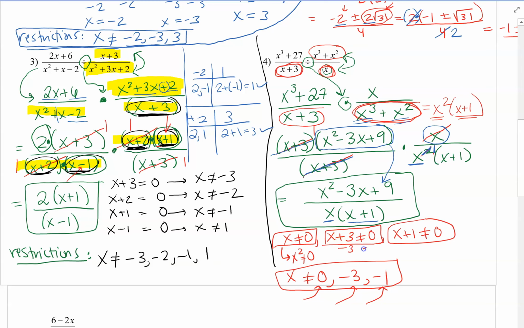So if I solve all these for x, then I get, okay, x can't be negative 3, and x can't be negative 1, and right here it says already x can't be 0. And if x can't be 0, then that would automatically include x squared not being allowed to equal 0. So these are our 3 restrictions for number 4.